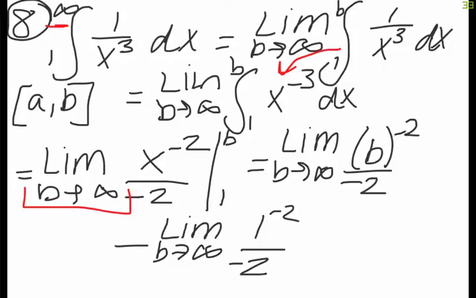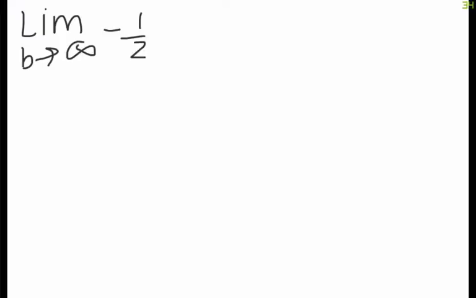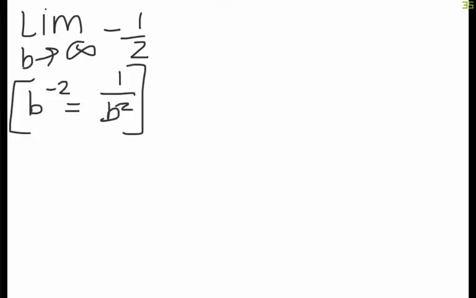Okay, we're going to solve this now. Let's go on to a new page. The limit, I'm going to rewrite it a little bit. As b approaches infinity, I'm going to make it negative 1/2. Now, b to the negative 2 is equal to 1 over b squared. Reminder that when you have that negative in the power, that means put it in your bottom. And that's going to help us here.